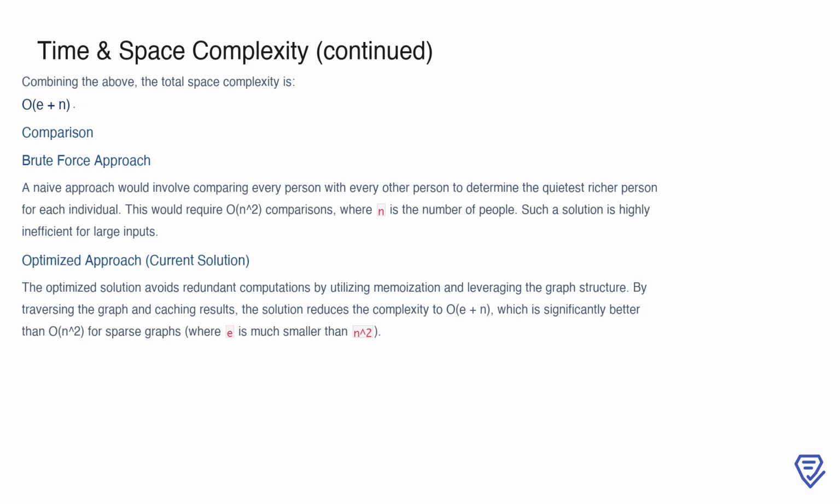In a naive method, we would compare every person with every other person to find the quietest richer individual for each node, resulting in O(n) squared comparisons. This approach becomes impractical for larger inputs. The optimized solution, however, leverages the graph structure and uses memoization to avoid redundant computations. By traversing the graph efficiently and caching results, we reduce the complexity to O(E plus n), which is particularly advantageous for sparse graphs where E is much smaller than n squared.